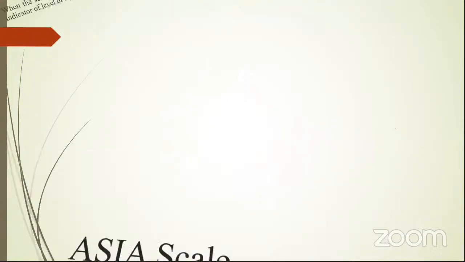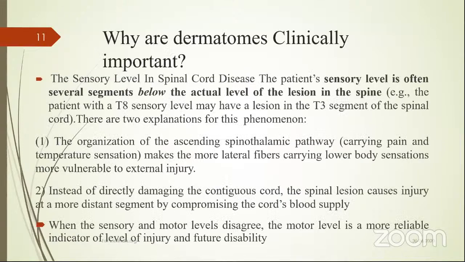Okay, again, we come to the same thing. Sensory level is often several segments below the actual level of lesion. This one I think most of you will know: as the spinal cord grows slower and the vertebral column grows longer, the spinal cord ends by L1, the lower border of the L1 vertebra. So if we see a fracture at any part of the bony part, that is the vertebral body, we can't correlate it with the spinal segment. So sensory loss may be below. Why can it be like that?